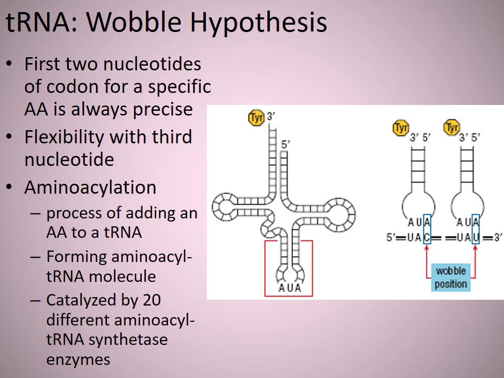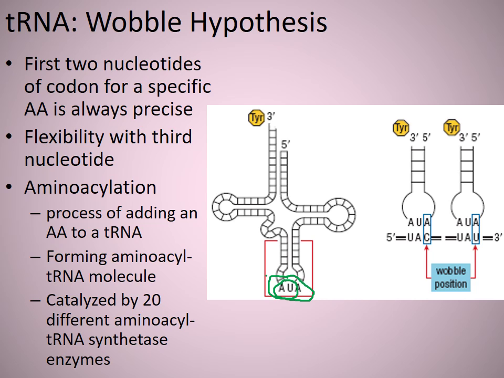Basically, the first 2 nucleotides of a codon for a specific amino acid are always precise. Here the example is tyrosine. We see that the anticodon here is AUA. Again, the first 2 letters, AU, are always specific to tyrosine. It's the last letter that scientists are trying to determine whether this wobble hypothesis is occurring.